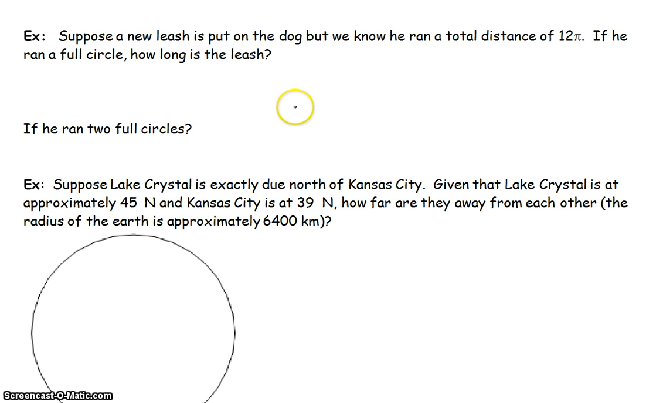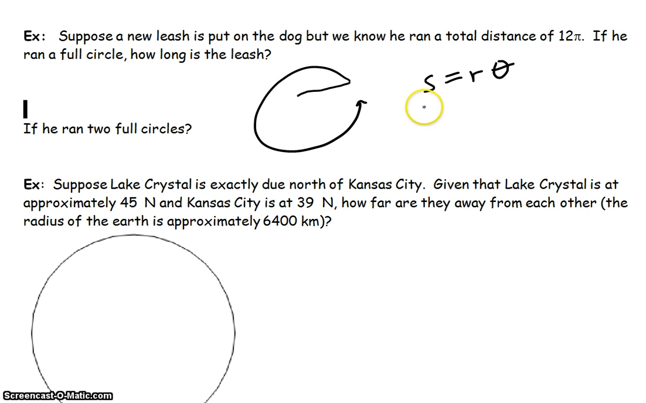So we have this problem, and we're going to ask it a little bit differently now. We have this new leash on the dog, and we're going around in a circle, but the only thing that we know is that he ran a full circle, and we know that the total distance they ran is 12 pi. So this is technically the arc length that the dog ran. So this is really the total distance. So this is 12 pi.